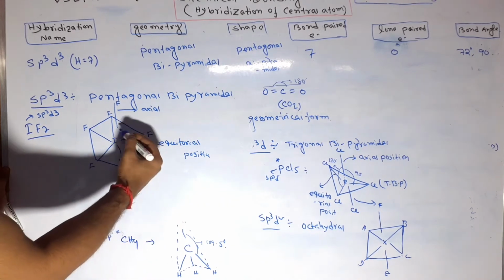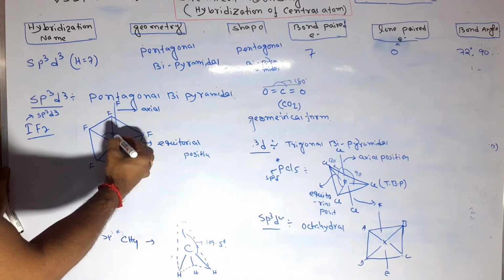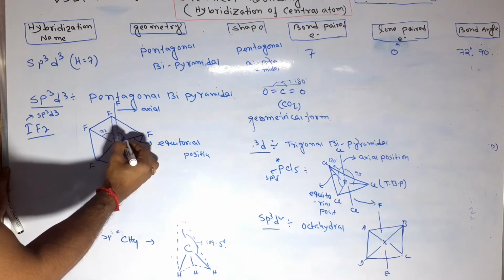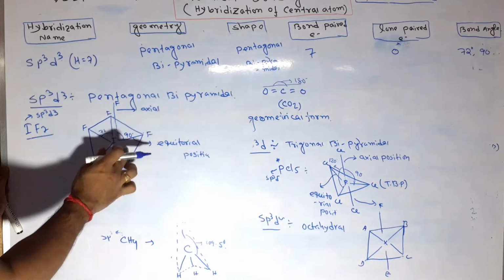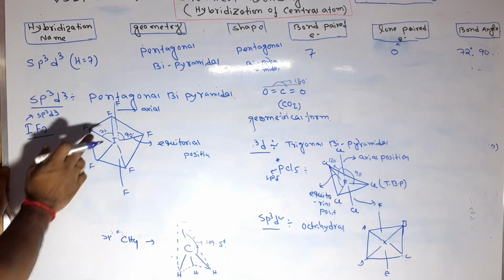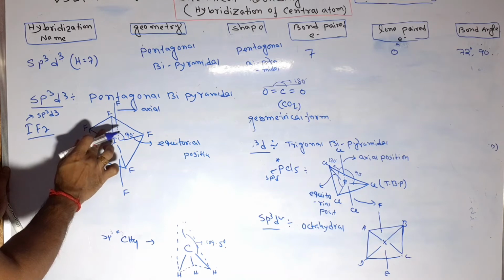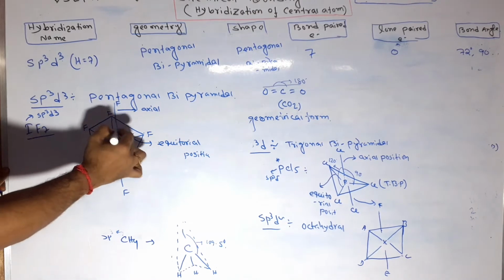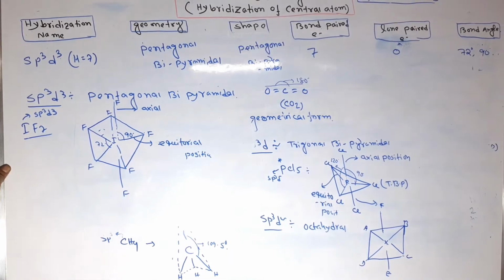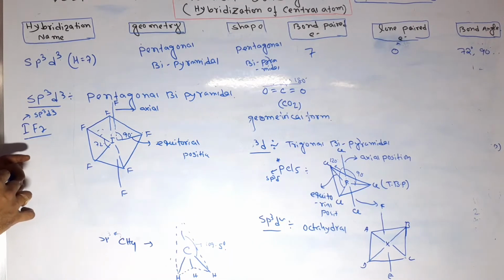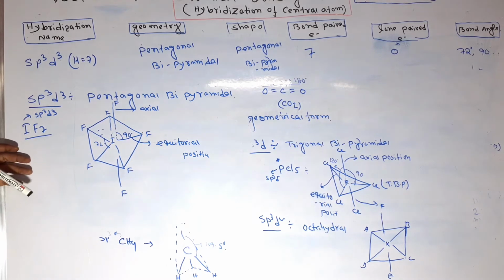What is the angle of 72 degrees? This is the angle of 72 degrees. What is the angle of 90 degrees? This is the 90 degree angle. Two bond angles occur in this hybridization, 72 degrees and 90 degrees. So this is the total structure and the shape of the geometry for a particular compound.